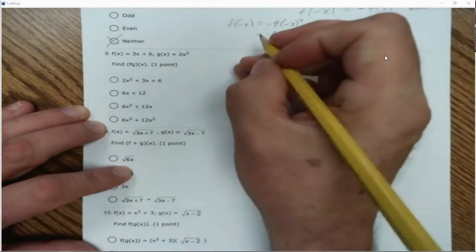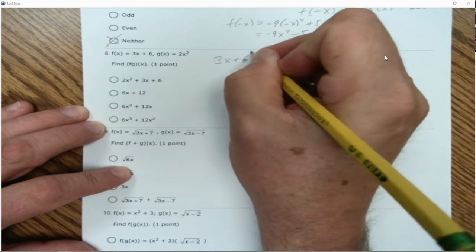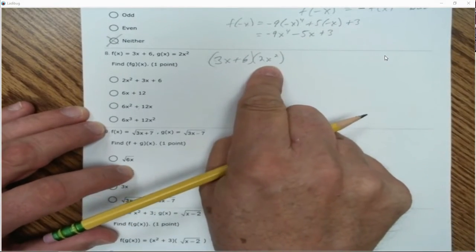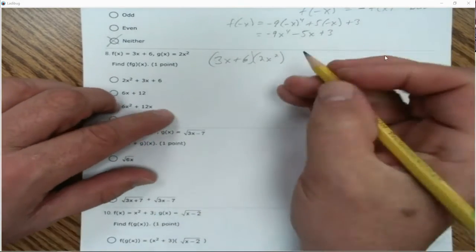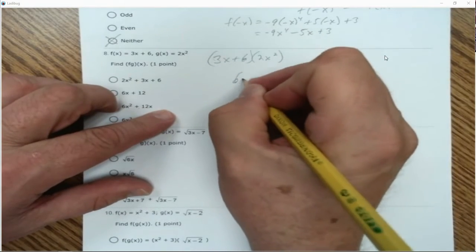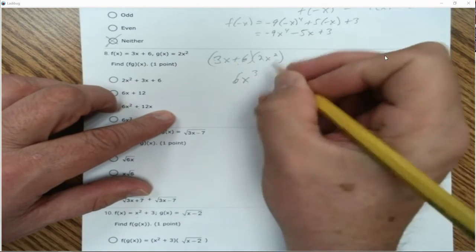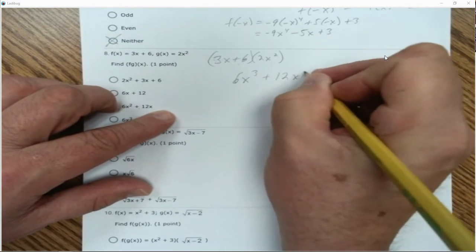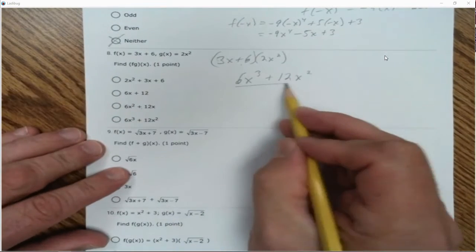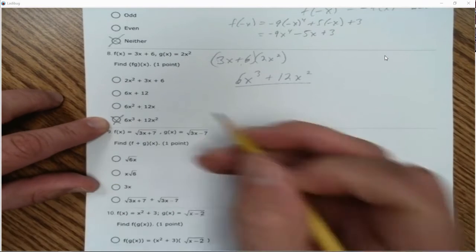So we need to take 3x plus 6 and multiply it by 2x squared. That's taking f times g, fg. So 3x times 2x squared is 6x to the 3rd. And then distribute this also. 6 times 2x squared is 12x squared. And that's it. We had 2 terms and 1 term. So that should be our answer. No, no, no. There it is right there. The last choice.